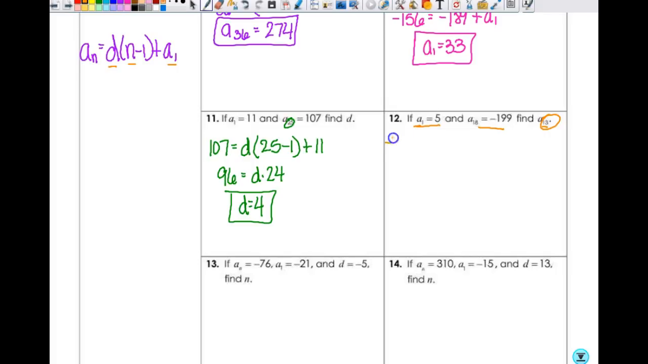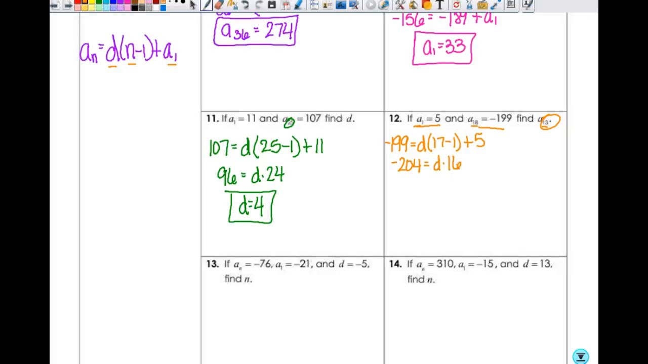So negative 199 is A18, so that's equal to D, which I don't know, times N, which in this case is 17, minus 1, plus A1, which is 5. So I'm going to subtract 5 from both sides. Negative 204 is equal to D times 16.